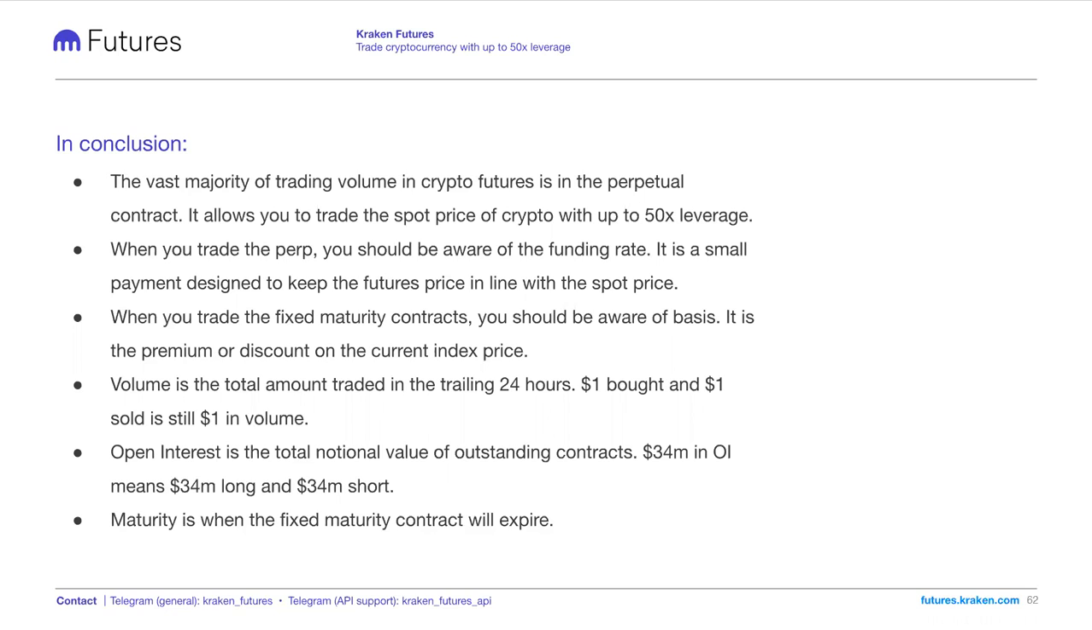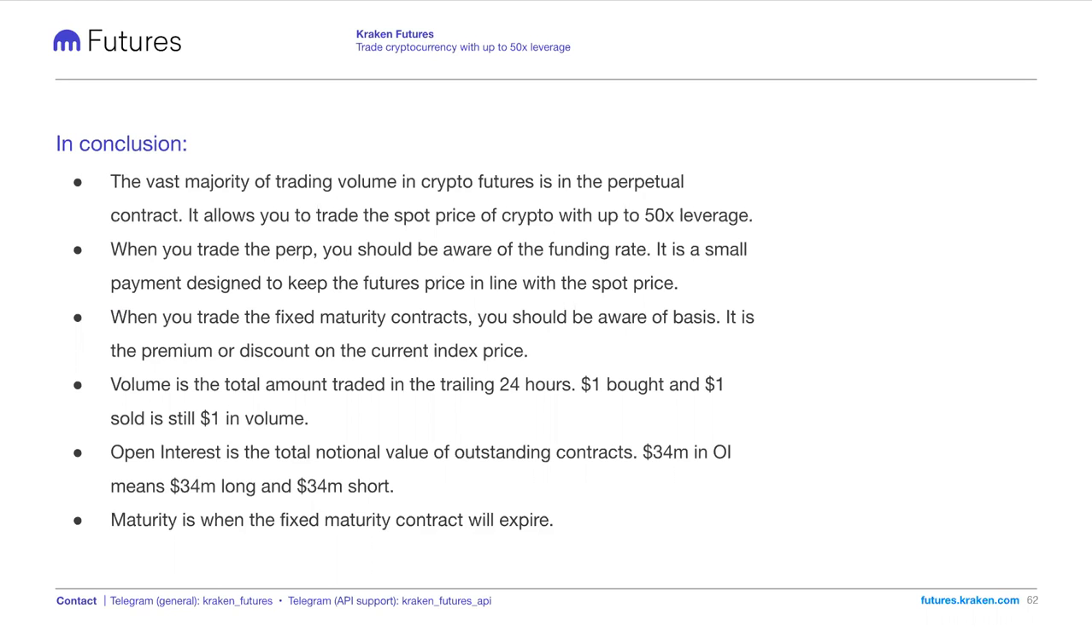When you trade the fixed maturity contracts, you should be aware of basis. It is the premium or discount that the contract is trading at relative to the spot price. Volume is the total amount traded in that contract in the trailing 24 hours. $1 purchase and $1 sold is still just $1 in volume.